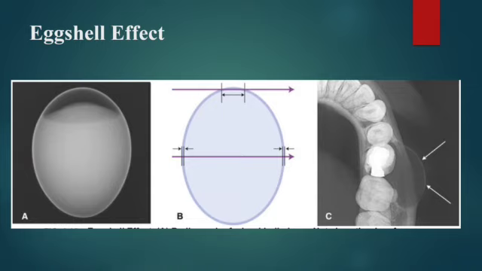In figure C, an expansile bone lesion on the buccal surface of the mandible, a cross-sectional occlusal view. The expanded cortex is more opaque than the region inside the border as a result of the eggshell effect.